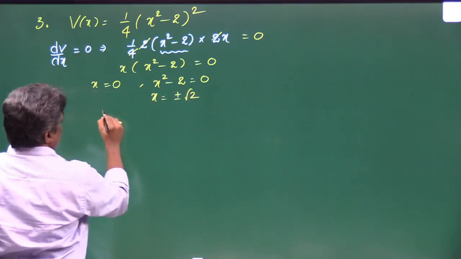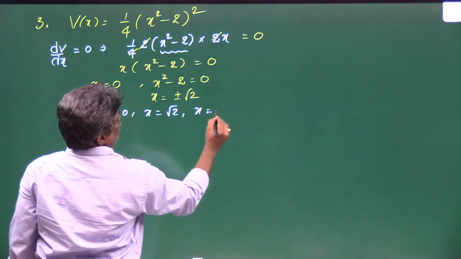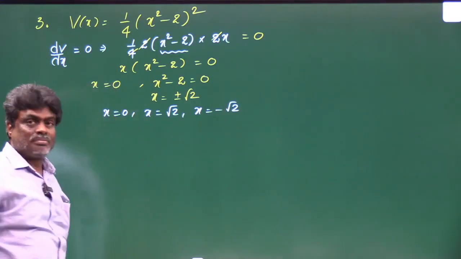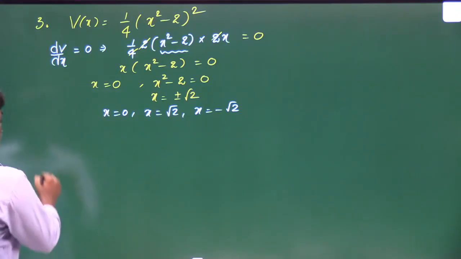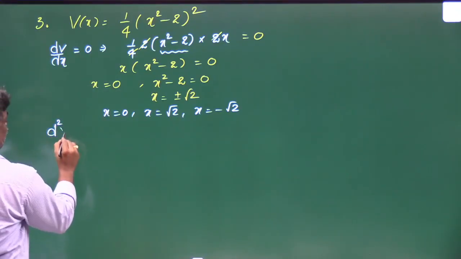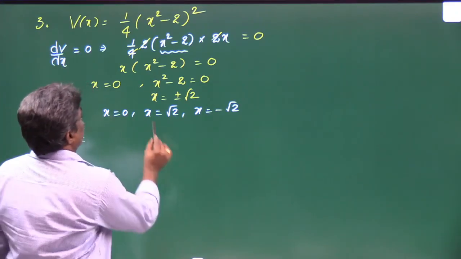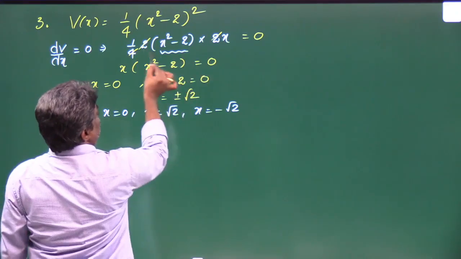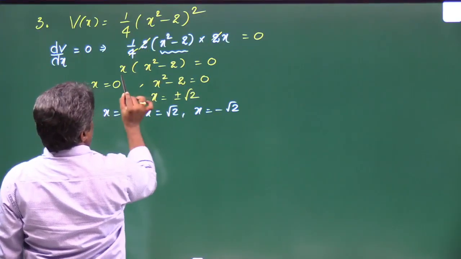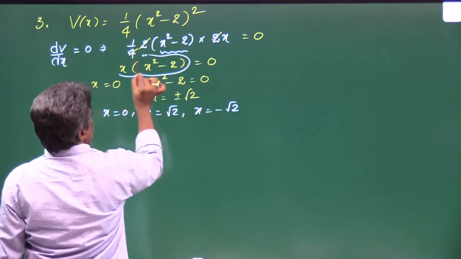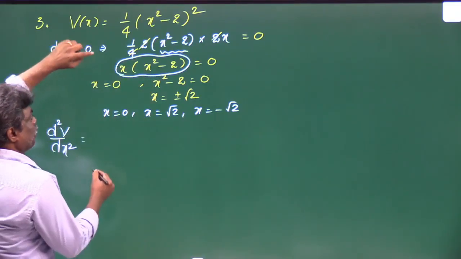Now finally I got x equal to 0, x equal to root 2, x equal to minus root 2. Let me check which is a minimum, which is a maximum. For that I have to find the second derivative, d square V by dx square. So of course here it can be cancelled because the numerator and denominator get cancelled. So you please take this function. That is your original function. After cancellation you can do, no issue.